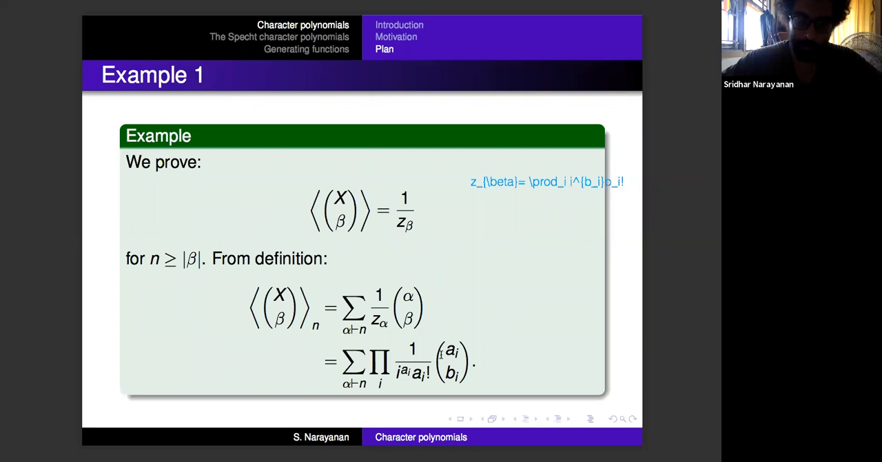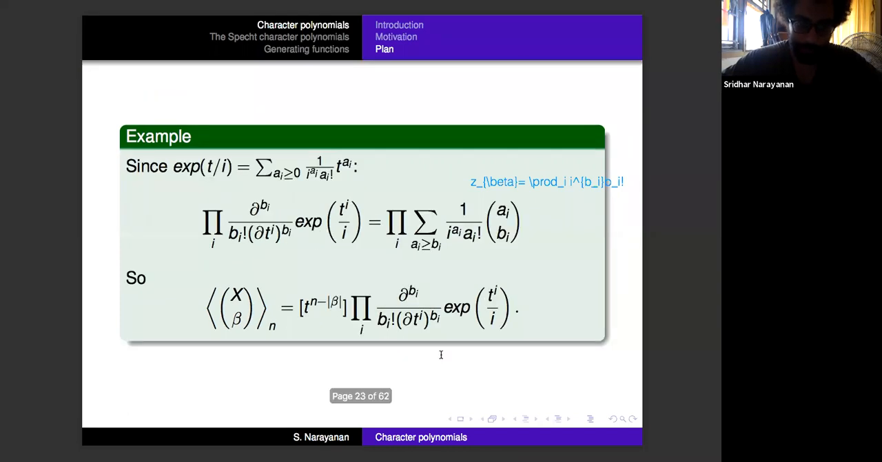So I need it to be summation of i raised to a_i, right? So this will be t raised to i raised to a_i. And then when I do the product over all i, it will be t raised to summation i a_i. And then I just isolate the n term and I'll have the evaluation of this at n, right? Except not the n term, because every time I differentiate it, I'm removing one.